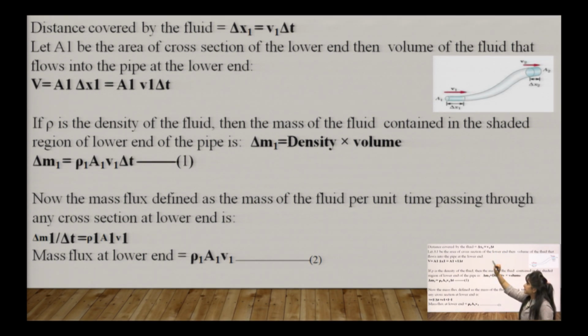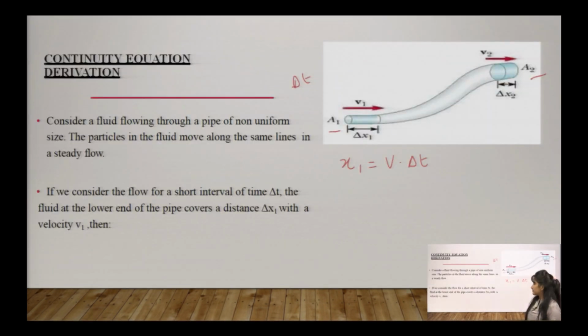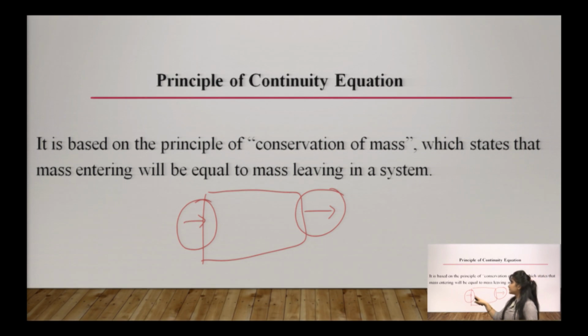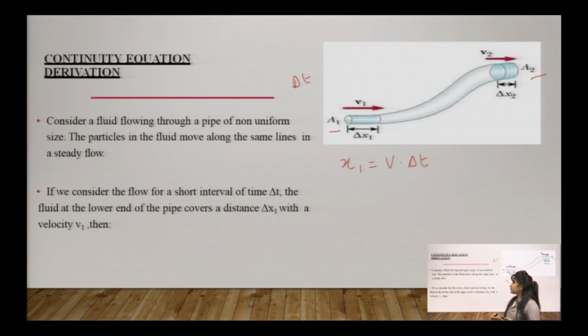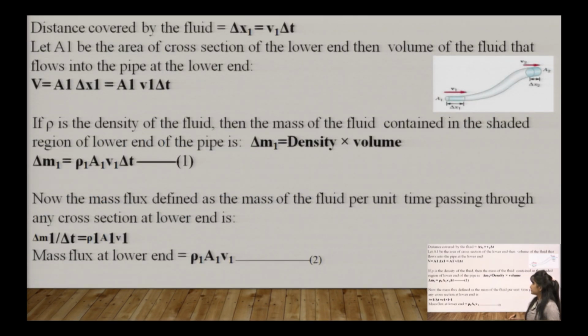Now, since this is the distance covered, we need to calculate the volume. Why are we calculating volume? We have already said that we need to calculate the mass at this section. So, we are relating the mass with the density and volume. As we all know, density is nothing but the ratio of mass per unit volume.